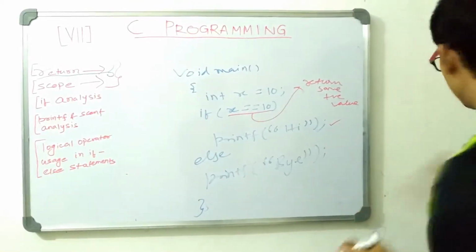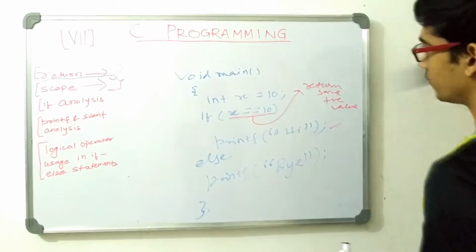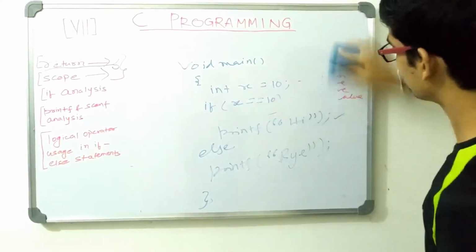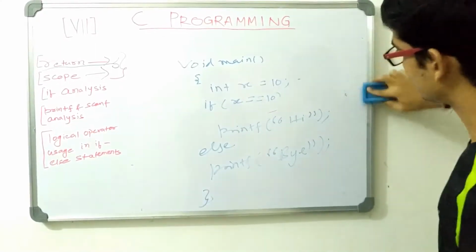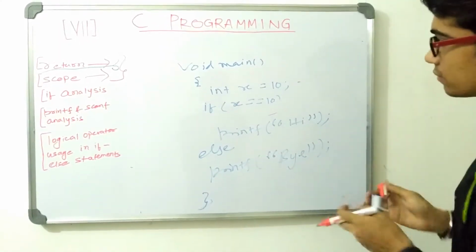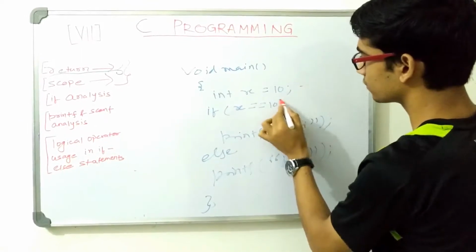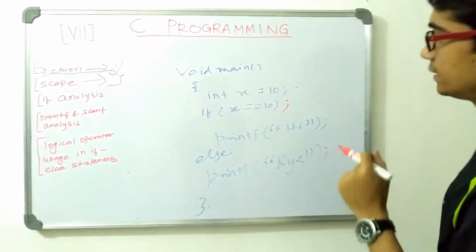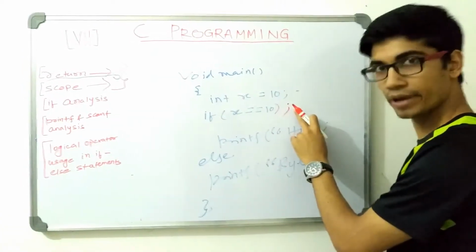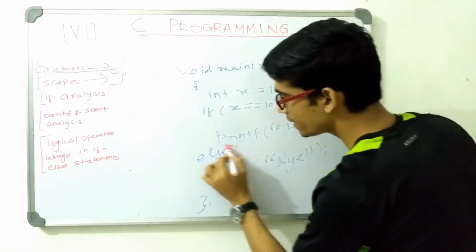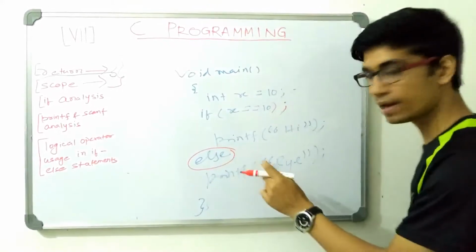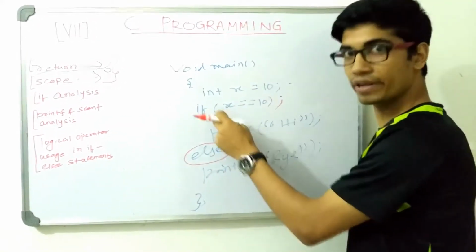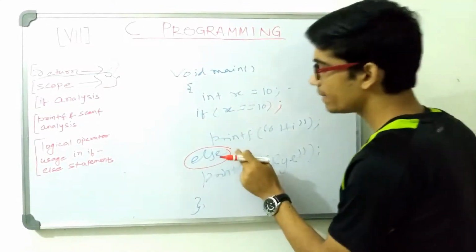Okay, let me tell you what will happen if I just put a semicolon here. See, this will throw a compiler error. Okay, why? Because we are having an else here. So the compiler error will be something like "else without if". So we cannot have an else without if.